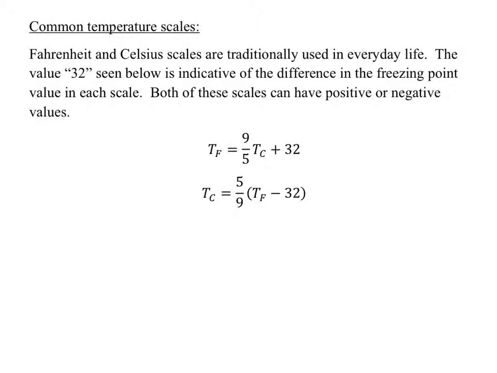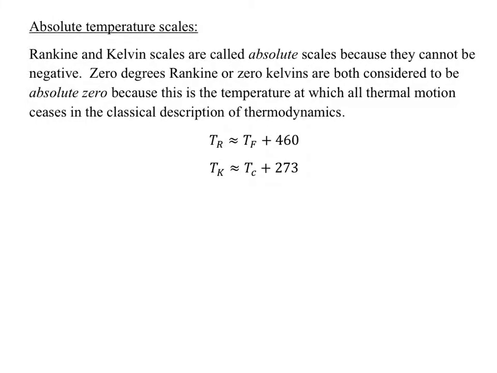Plug in the freezing temperature in Fahrenheit, 32. What's 32 minus 32? 0. So the freezing temperature in Celsius is 0. So you can convert back and forth if you know one or the other. Let's go to the next slide, which is not more difficult, but different.